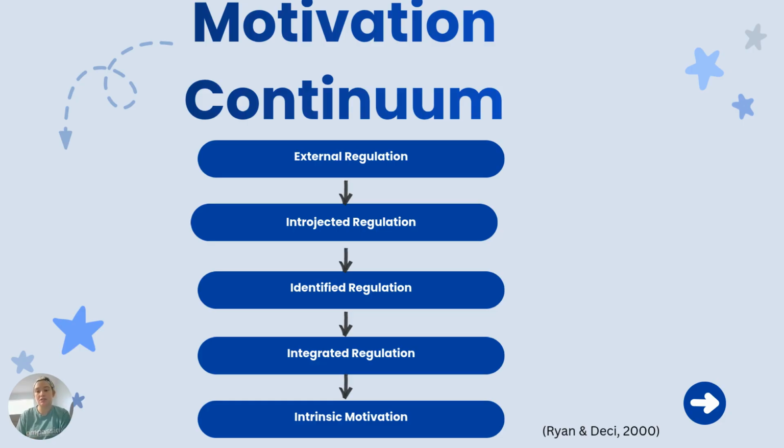Ryan and Deci also describe that motivation exists on this continuum. So it ranges from highly controlled to more internalized forms of motivation. As students start to value their learning more and link it to their personal goals, that extrinsic motivation or desire for rewards shifts to becoming more self-determined motivation and starts to resemble that intrinsic motivation of doing things for enjoyment that we want to see.